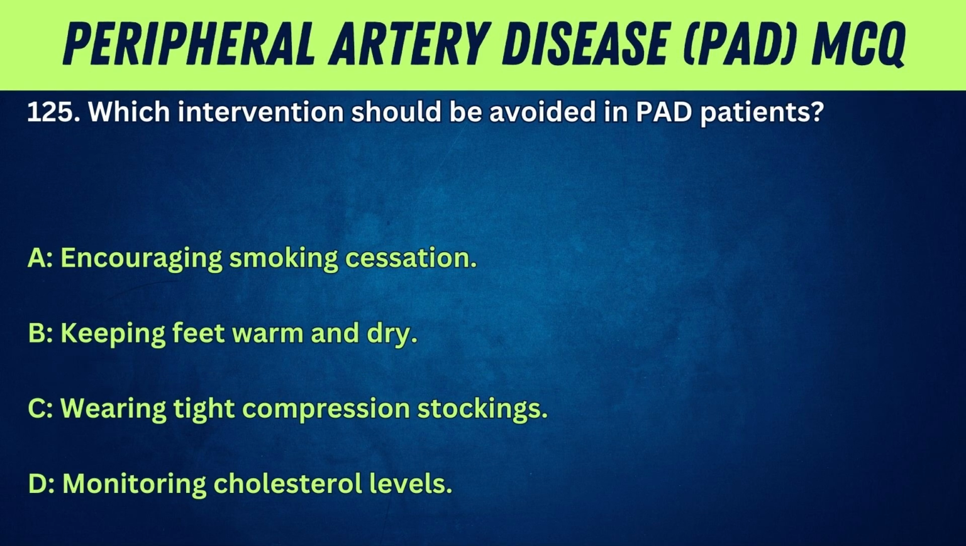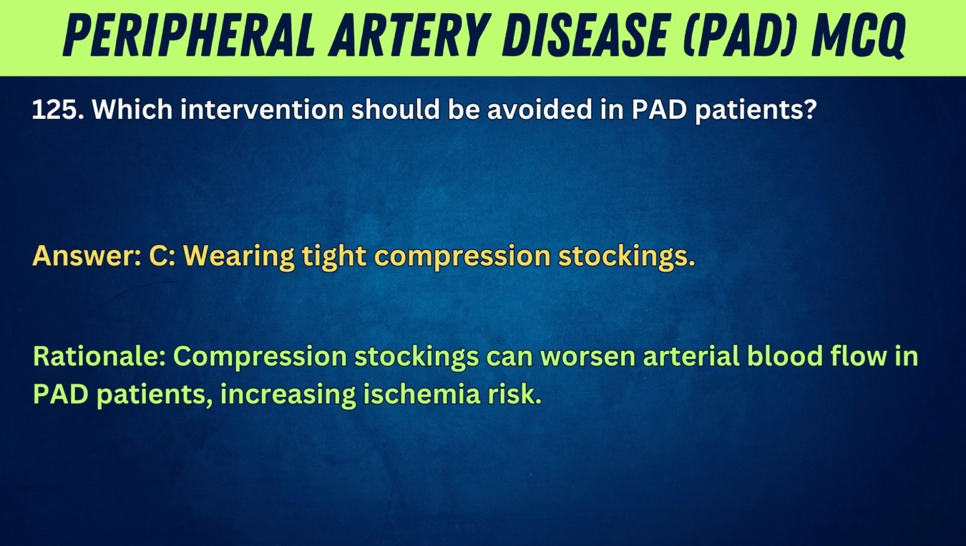125. Which intervention should be avoided in PAD patients? A. Encouraging smoking cessation. B. Keeping feet warm and dry. C. Wearing tight compression stockings. D. Monitoring cholesterol levels. Answer. C. Wearing tight compression stockings. Rationale. Compression stockings can worsen arterial blood flow in PAD patients, increasing ischemia risk.